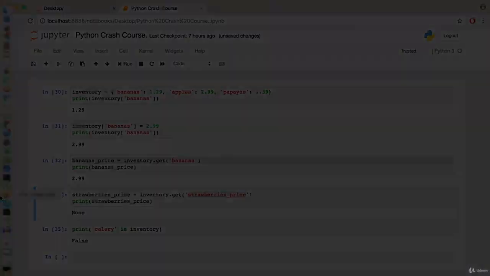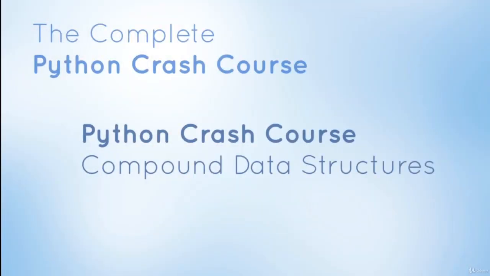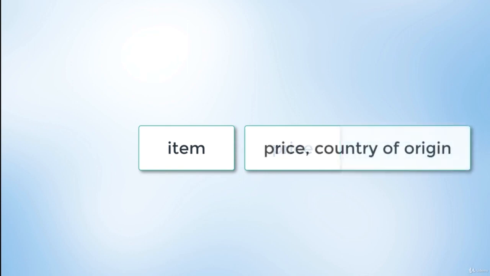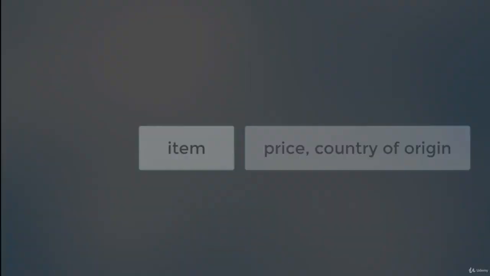In the last video, we talked about dictionaries and how they were composed of key-value pairs. However, for every single key, we assigned a very simple value. What if I wanted more information about my grocery items? Not just price. For every item in my dictionary, I want its value to represent not only the price, but the country of origin. This leads us to our next discussion, compound data structures.